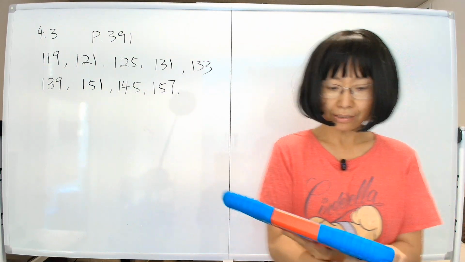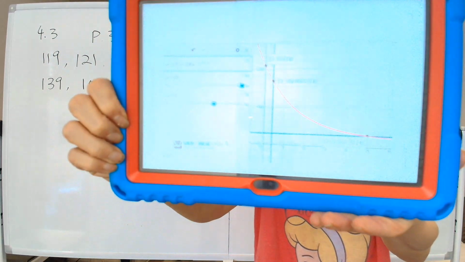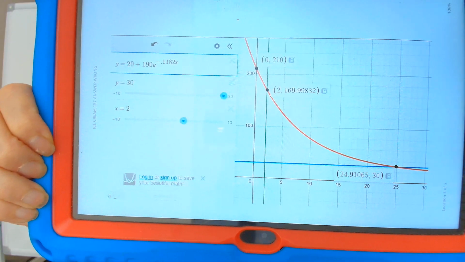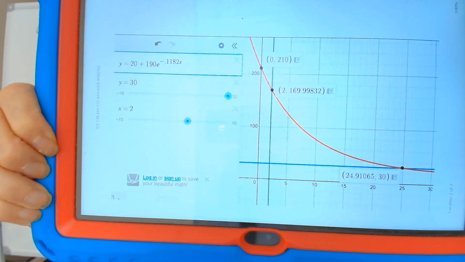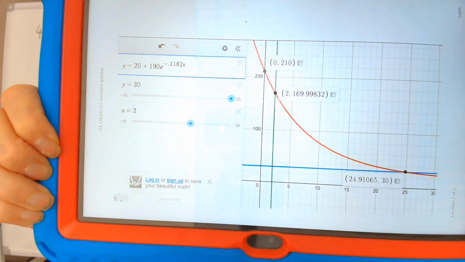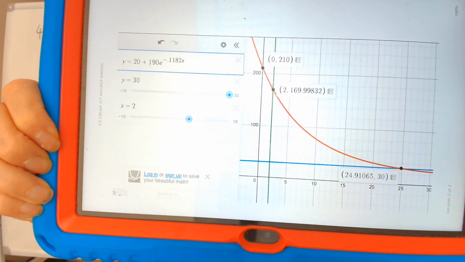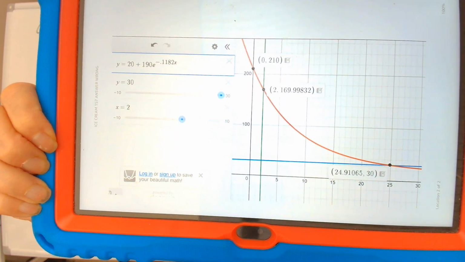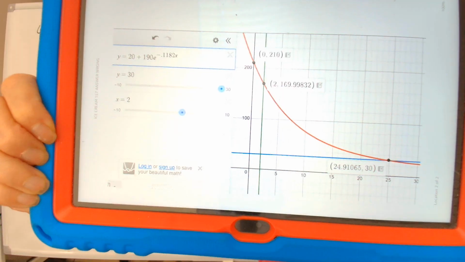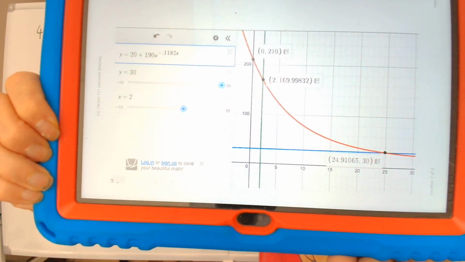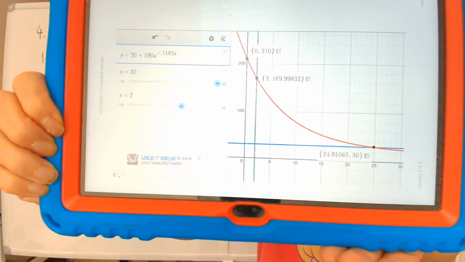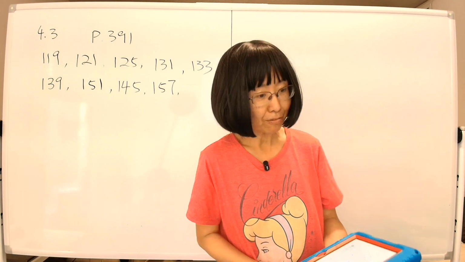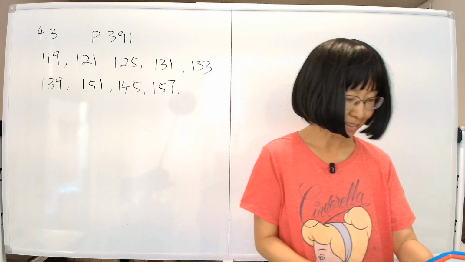So I plotted the problem on the calculator, and it looks pretty good. My answer all seemed to make sense. It started at time 0, it's at 210 degrees. See on top that dot there. And then at time 2, it becomes 170, and eventually it went down to 30 only at time 24.91. So that's the answer I got. So see if you can figure out where I'm wrong and the book's right. Otherwise, I'm right and the book's wrong. But either way, let's move on.